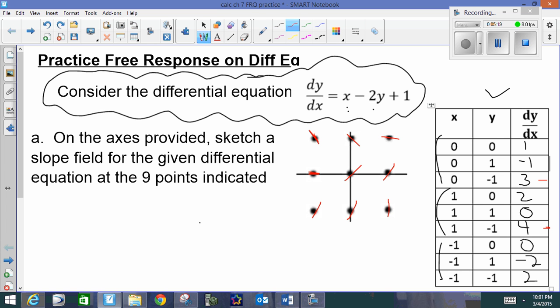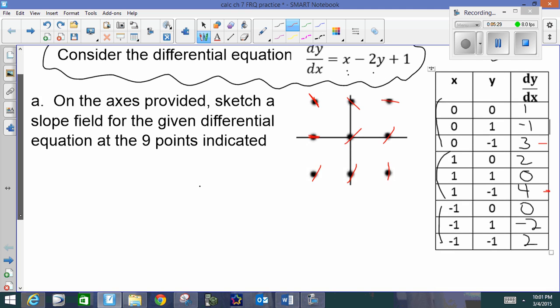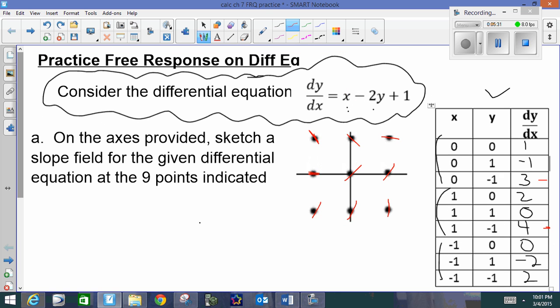So that's what they're going to be looking at, the relative steepness of your slopes, so just work on that. Okay, so that's the slope field. I don't think we'll have any issues, but that's kind of how they would do it.